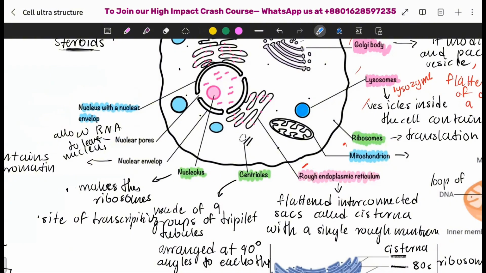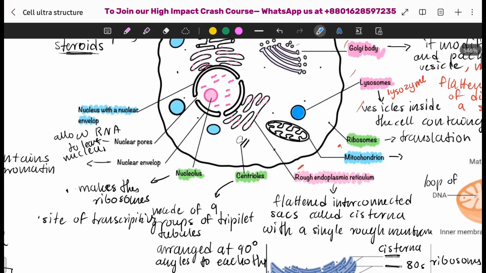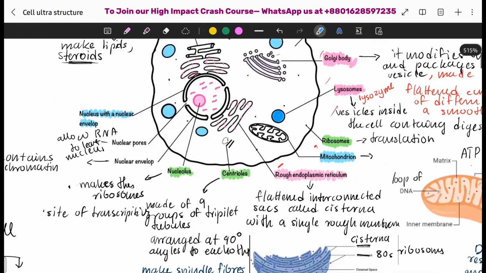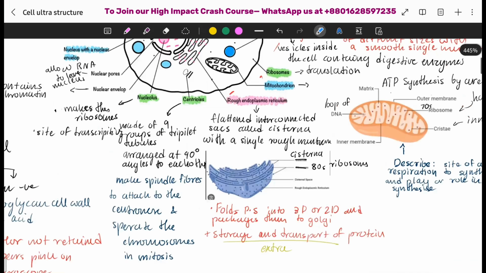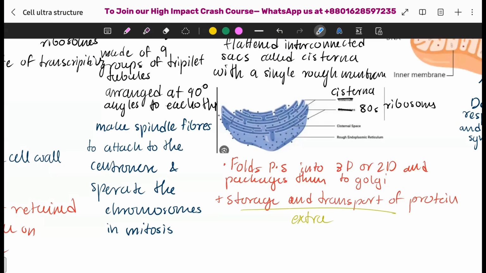And the centrioles, as I say, will be arranged at 90 degrees. So this is one centriole, this is one centriole. Their function is that they make the spindle fibers that attach to the centromere. And we know during cell division, the chromosomes are separated at the centromere that's attached by the spindle fibers. They will pull it to opposite poles. So that spindle fiber is made from centrioles.